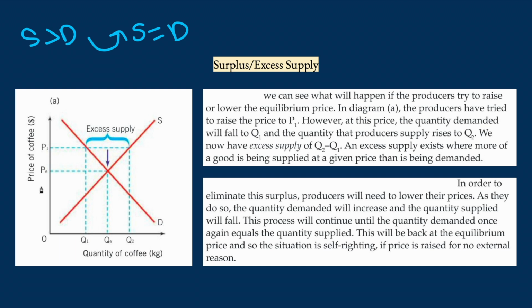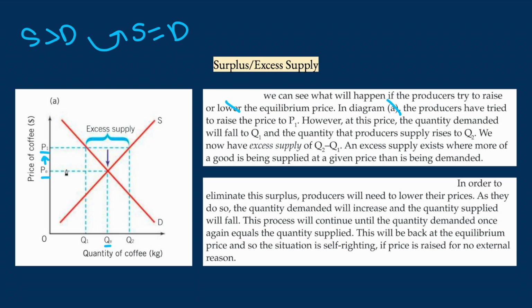As we can see, what will happen if the producers try to raise or lower the equilibrium price. So remember from before, PE for price equilibrium is initially right here with QE, quantity equilibrium. However, this position of when supply equals demand for kilograms of coffee is going to change when producers try to raise or lower the price. And as you guys can see here, the only other price is higher, meaning that they've raised it. So actually, let's just focus on them raising the equilibrium price. In this diagram, the producers have tried to raise the price of PE to P1, P1 being right here.